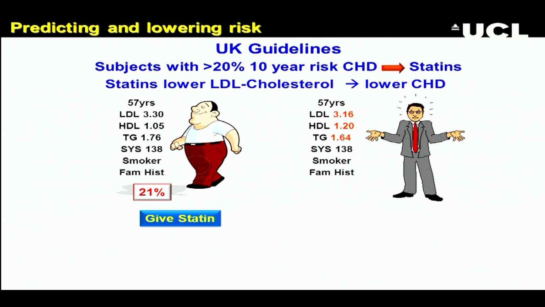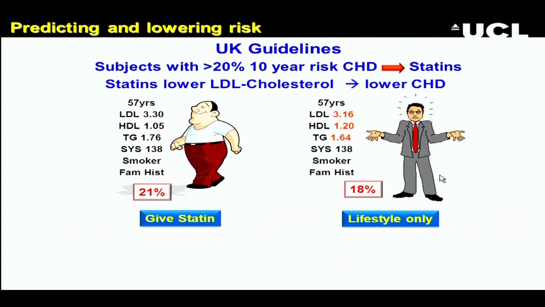Here's his colleague at work. He maybe goes to the gym a couple of times a week. You can see he's not overweight. His lipid profile is a bit better, but he's got his smoker, blood pressure, family history. You put that into the algorithm. His 10-year risk is only 18%. You tell him to stop smoking. You're not really officially allowed to give him a statin.